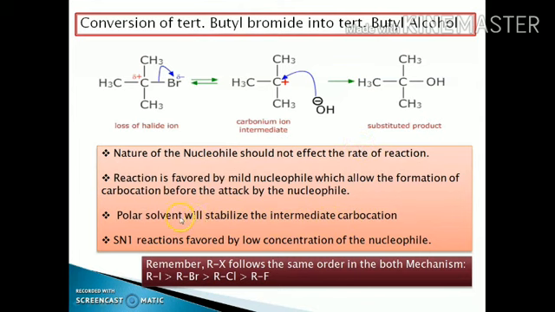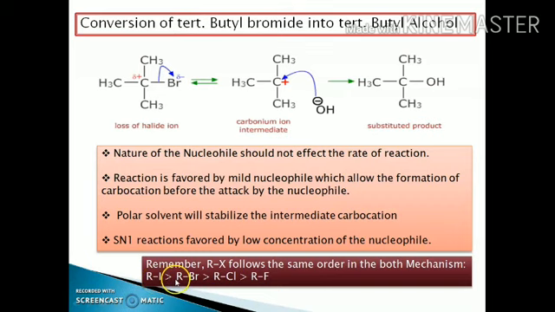This is the role of the polar solvent during the SN1 mechanism, meaning it stabilizes the carbocation during the chemical reaction. The SN1 reaction is favored only by a low concentration of the nucleophile, as at a higher concentration of the nucleophile it would follow the SN2 mechanism. Remember, the RX follows the same order in both mechanisms. If R is the same, meaning the alkyl chain is the same, but the halogen group is changed, then in both mechanisms, SN1 and SN2, it follows the same order.